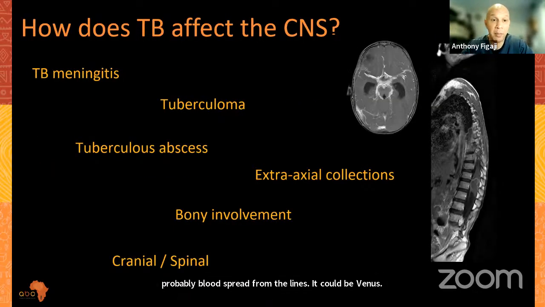And so it has many manifestations. TB meningitis is a common variety and the most dangerous variety, so we'll spend a bit of time talking about that. But you can have mass lesions in the brain, tuberculoma, tuberculous abscesses. You can have extraaxial collections. And then it can involve both the brain, at least the cranium, as well as the spine with respect to the bones.